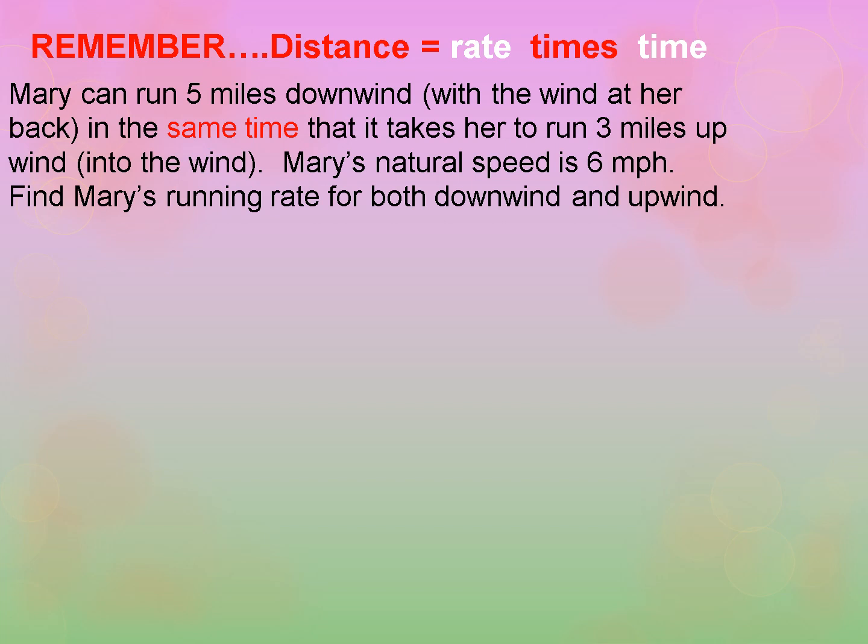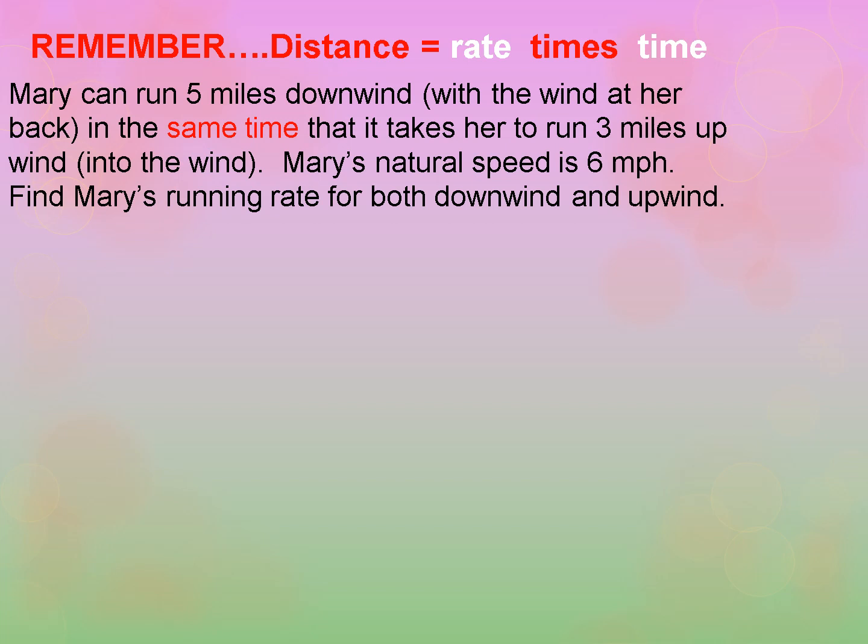Okay, last example. Same type of problem, different scenario. Mary can run 5 miles downwind. That's with the wind at her back. So downwind is the wind at her back. It's pushing her along. In the same time that it takes her to run 3 miles upwind.